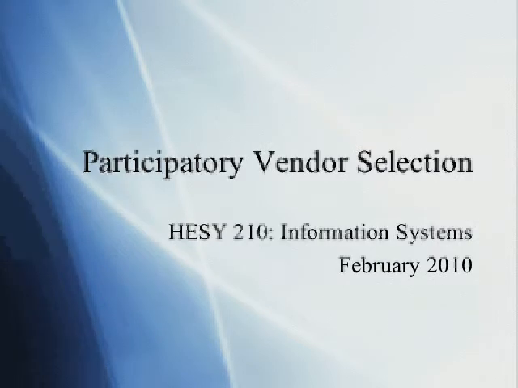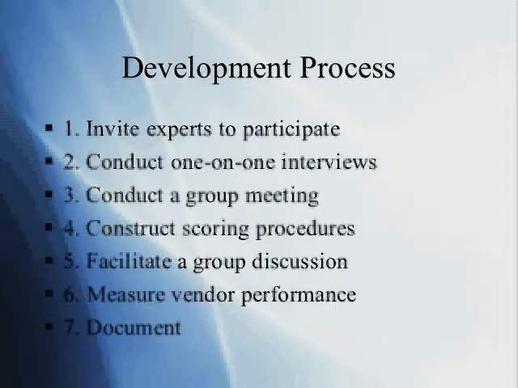This presentation will explain the process of participatory vendor selection and provide an example of the methodology used in selecting a particular electronic health record system. Participatory vendor selection occurs when various individuals in an organization determine which vendor's product will be the best to meet their collective preferences. The overall goal in this process is for these individuals to achieve consensus through a selection decision.